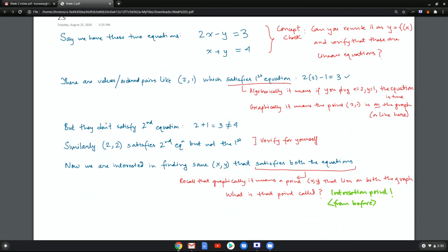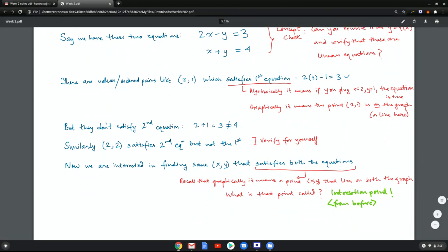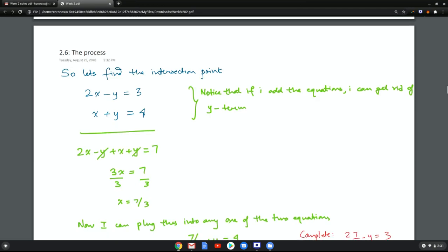Now what we are interested in is finding some point (x, y) that satisfies both the equations at the same time. Recall that graphically it means that I'm trying to find a point (x, y) that lies on both the graphs. What is this point called? Intersection point. That's what we just learned previously. So let's find the intersection point.